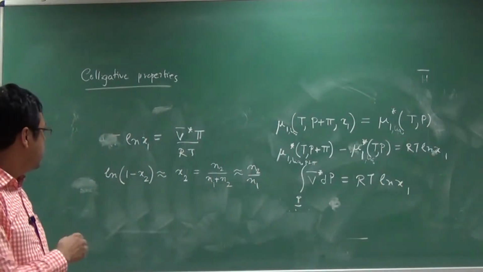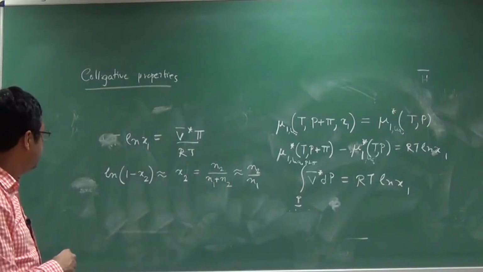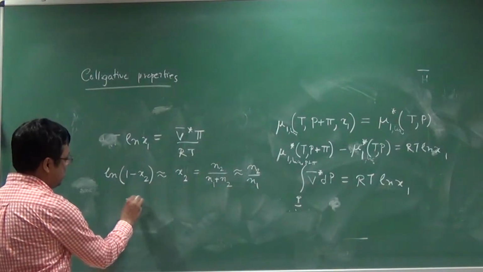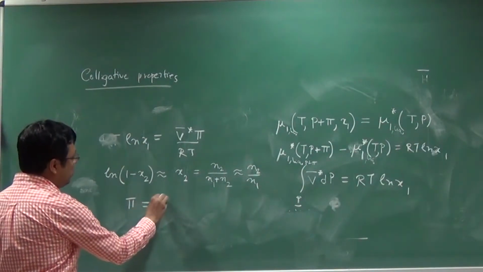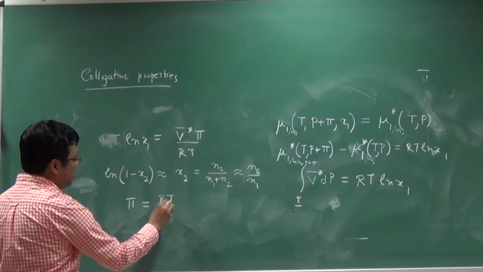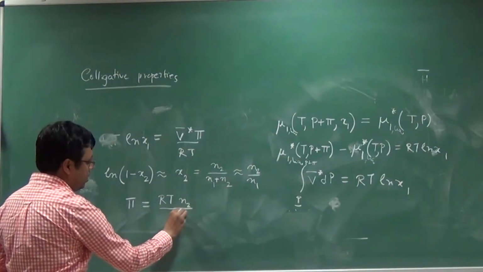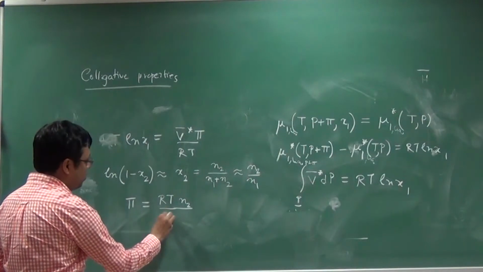Now I can quickly write what I got: an expression for pi. Pi will be RT into N2 by N1.